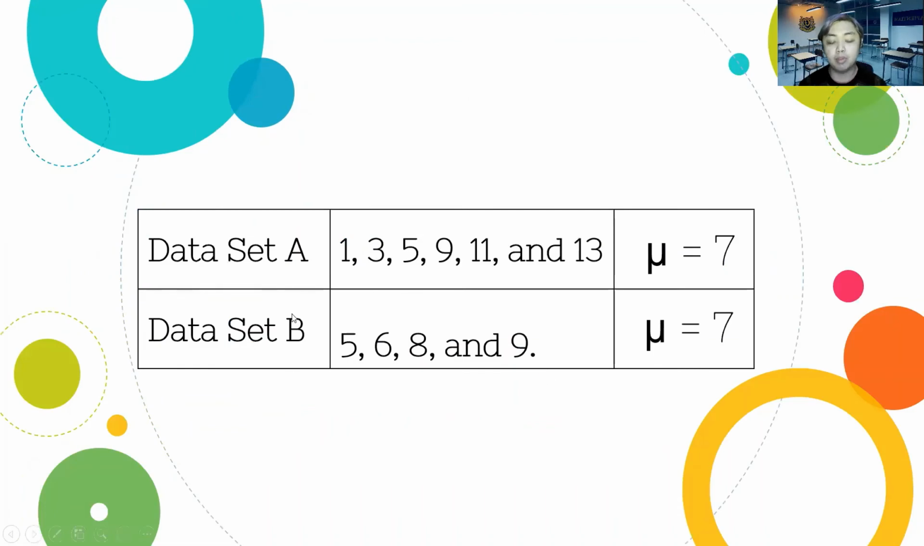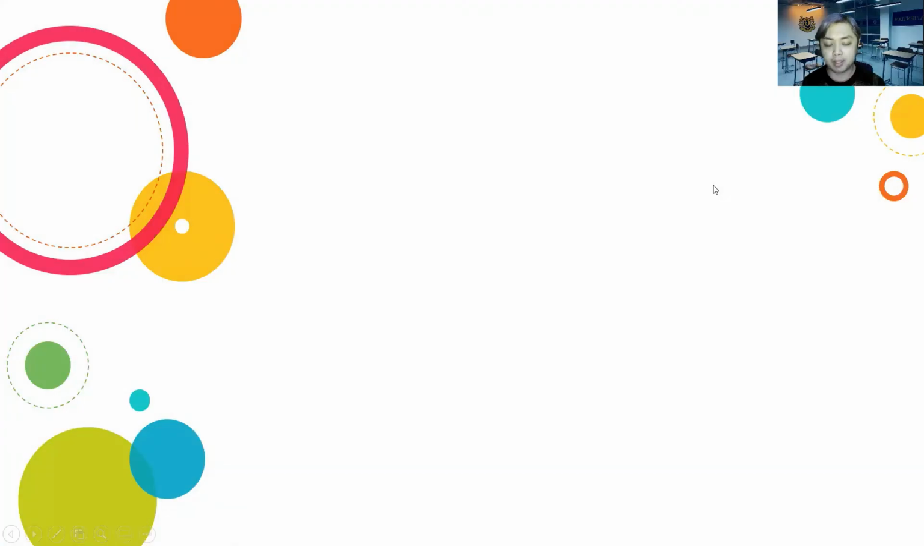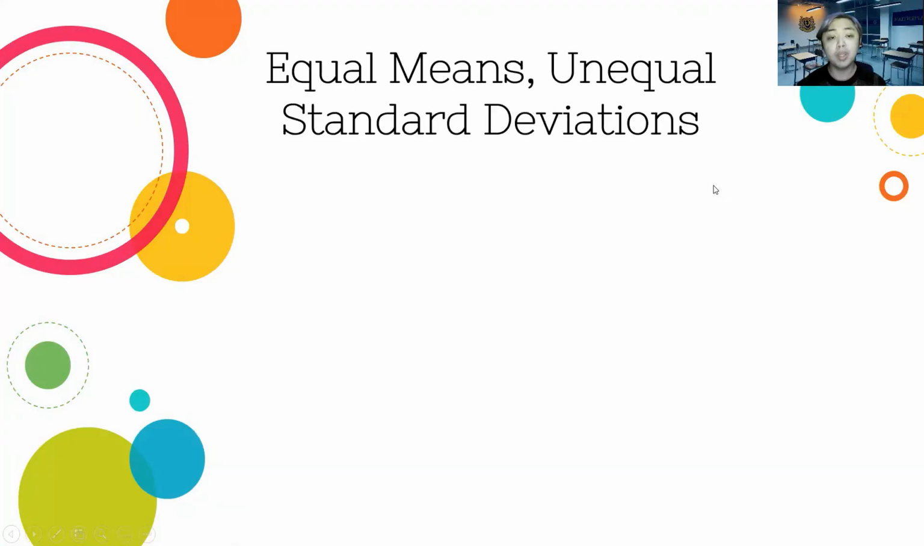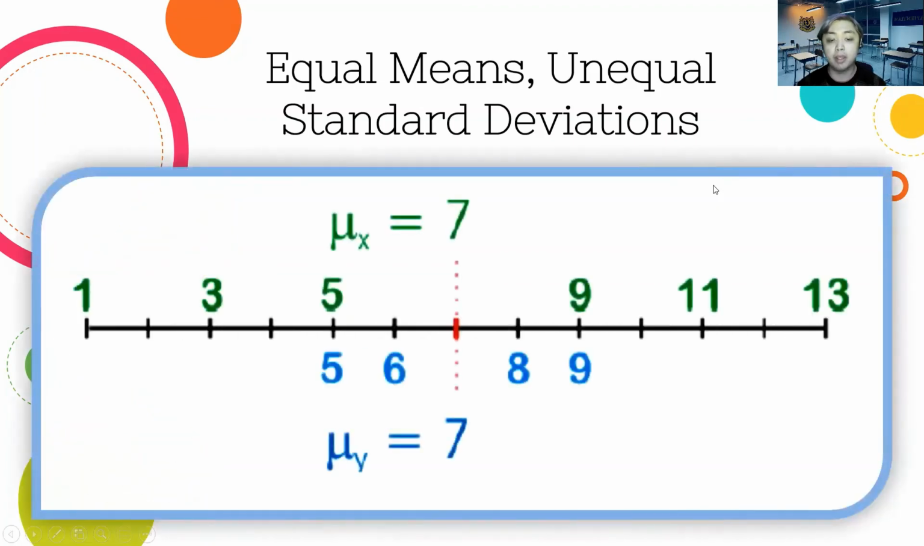For example, I have two data sets. One has the scores 1, 3, 5, 9, 11, and 13. If we get the average or the mean, we have 7. For data set B, scores are 5, 6, 8, and 9. If you get the mean, it is also 7. So these two data sets have similar mean. But if we plot them and determine the standard deviation, you can see that even though they have equal means, they have a different standard deviation. So ito, 7 yung mean.